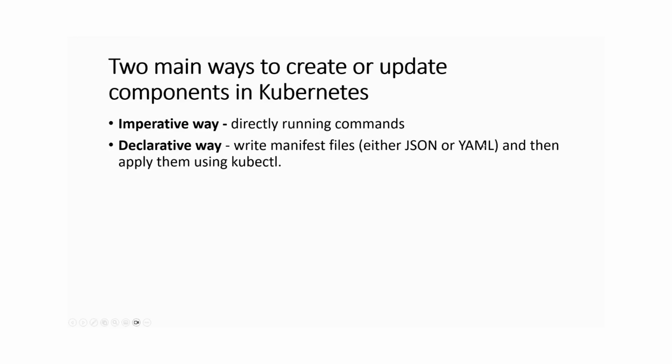Now there are two main ways to create or update components in Kubernetes. The first one is the imperative way, which means directly running commands like kubectl run, then the pod name. Another one is the declarative way, by writing manifest files in either JSON or YAML and then applying them using kubectl. Let's discuss the imperative way first. I will show you by running a command to create a pod.